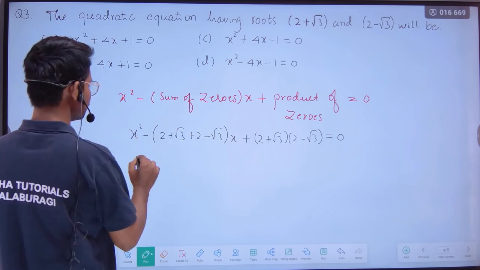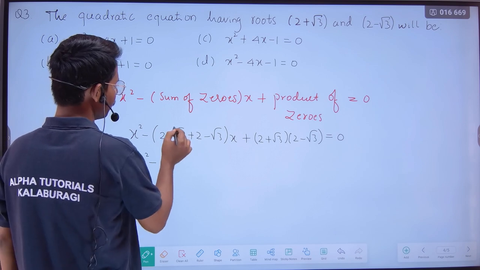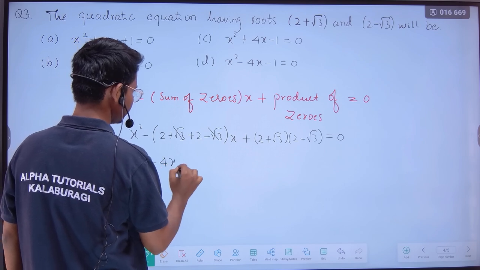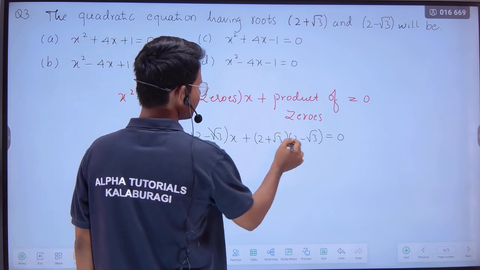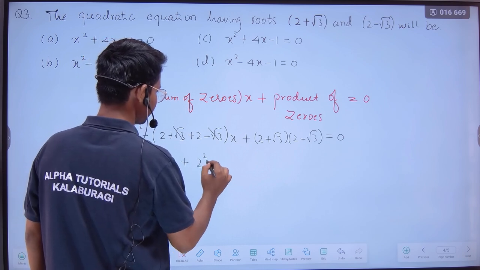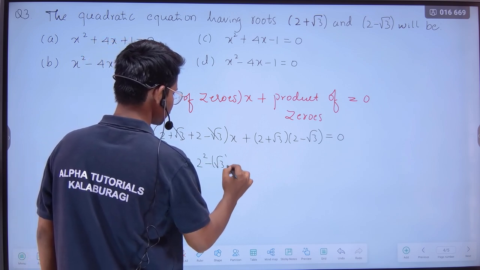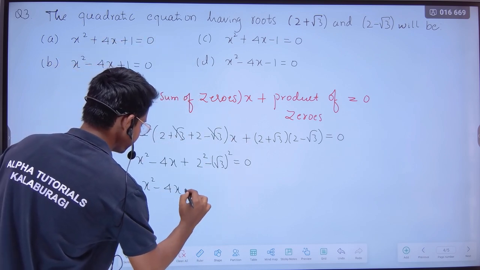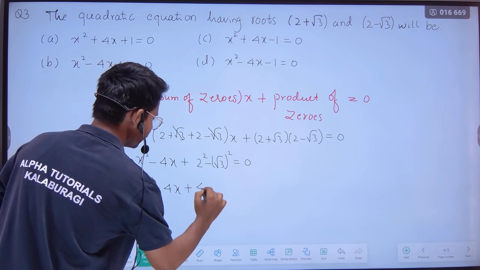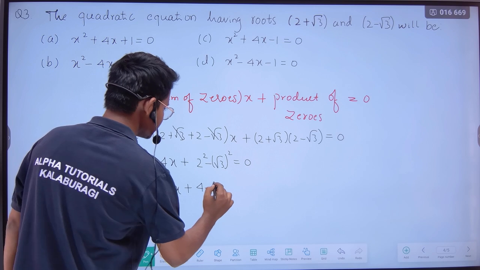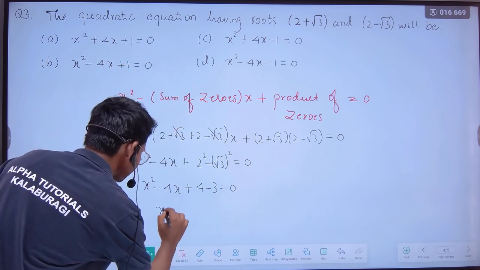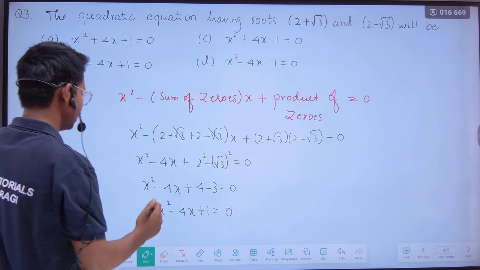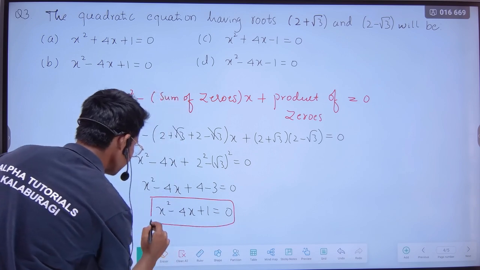The answer comes the same. So x square minus, look here, root 3 and minus root 3 get cancelled, 2 plus 2, 4 into x, 4x, plus, look here, it is (a plus b) into (a minus b), nothing but a square minus b square, where b is root 3, equal to 0. So it is going to be x square minus 4x plus 2 square is 4, minus root 3 square, gives 3, equal to 0. Finally you are going to get x square minus 4x plus 1 equal to 0. This is your quadratic equation given the zeros.